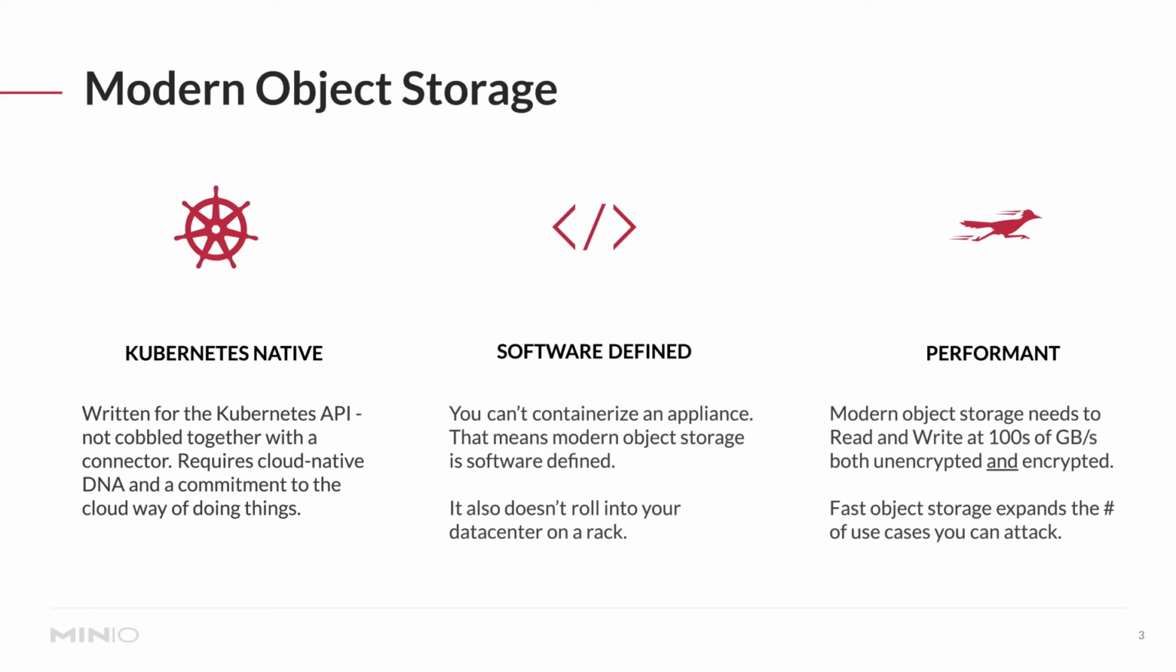And it also needs to be performant. It should be capable of scaling to hundreds of gigabytes a second with both encrypted and unencrypted payloads without breaking a sweat, right? So that's why it's very important that the solution be native to Kubernetes, software defined, and performant. It's because of all these attributes that it's designed to scale horizontally, right? If you need more capacity or more performance, you can pretty much add more nodes.